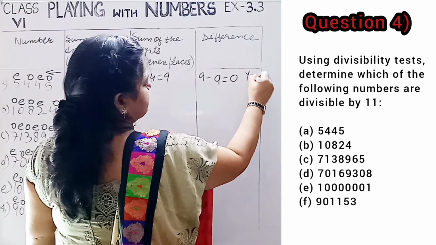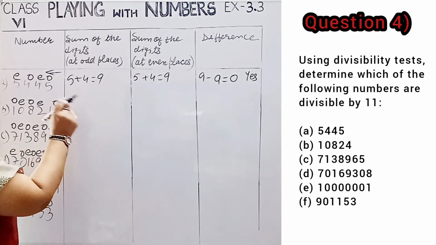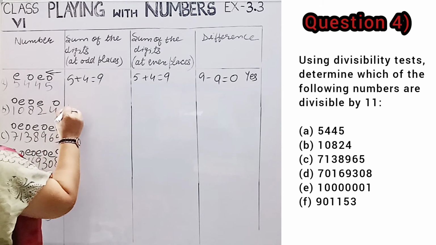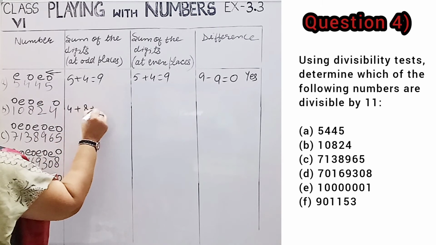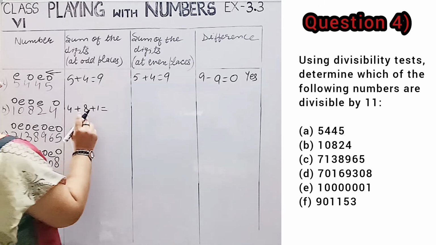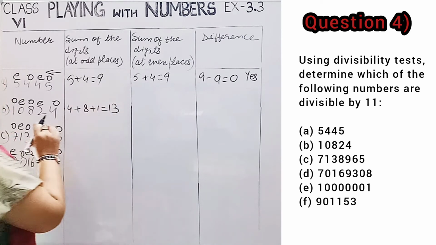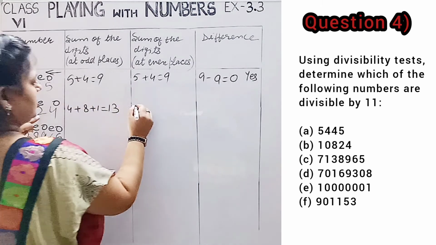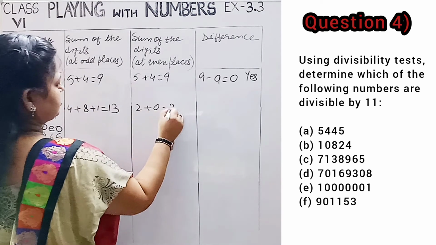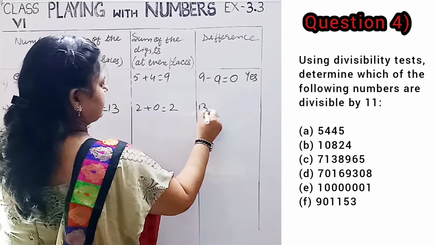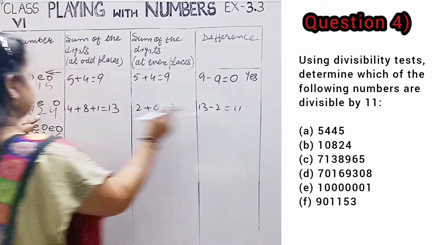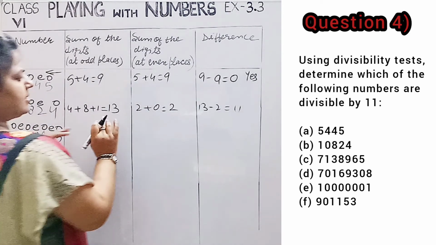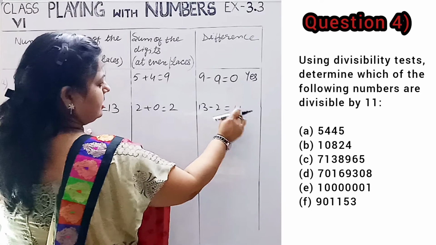So answer is yes. Now second one is again odd places. This is 4 plus 8 plus 1 equal to 13. Now coming to even places, here 2 and 0. 2 plus 0 is 2. Now difference 13 minus 2 is 11. Again yes, this number 10,824 is divisible by 11 because the difference is 11.